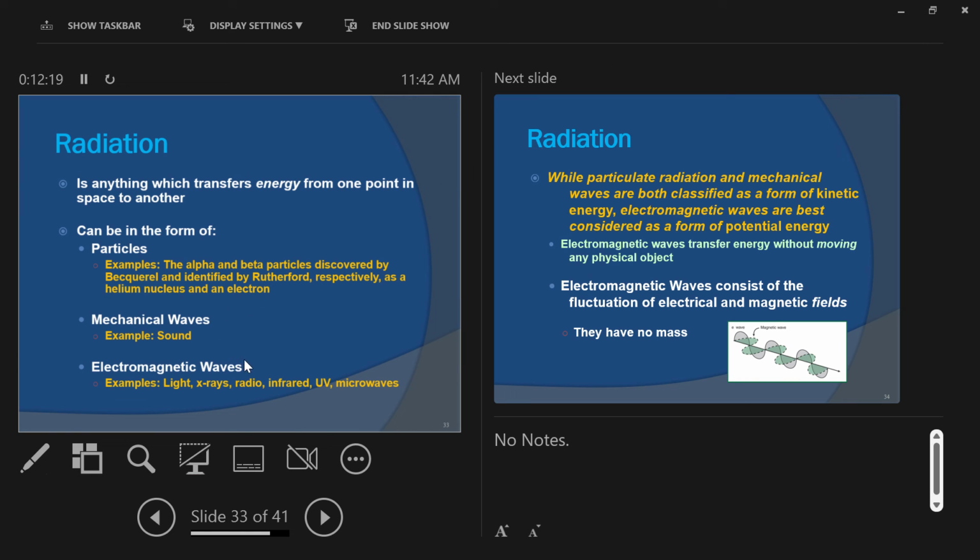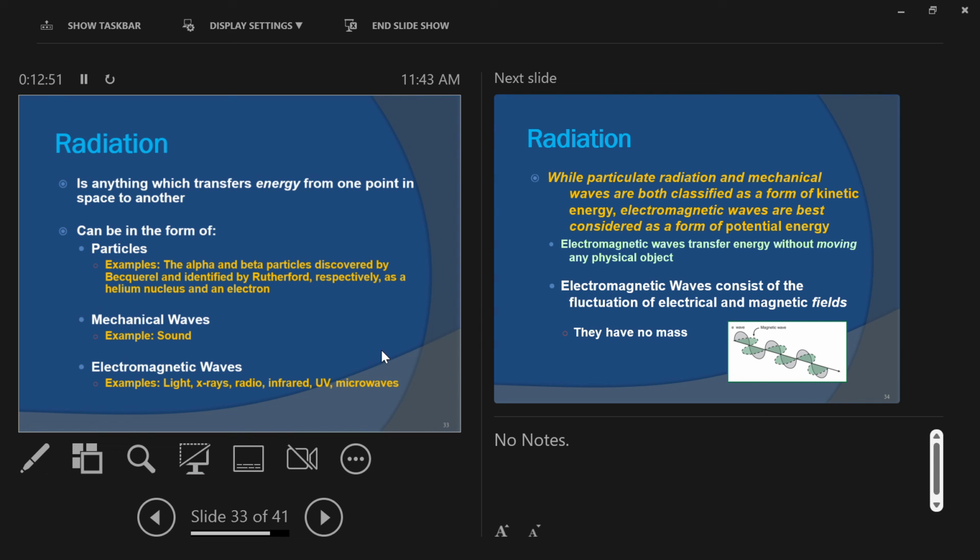Electromagnetic waves. Okay, so this is the one we're going to spend the most time talking about and trying to understand. It'll be the subject of the very last class session for physics towards the middle of December. Electromagnetic waves or electromagnetic radiation comes in the form of things like visible light, radio waves, X-rays, infrared, which is felt as heat, ultraviolet, microwaves, right? You know about all these things, right?